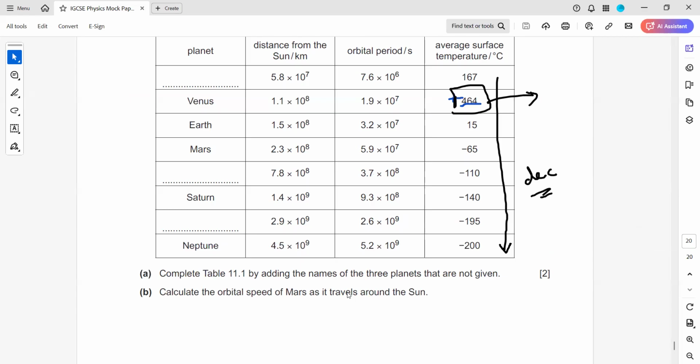Why is Venus like this? Because the surface temperature not only depends on the distance from the sun, it also depends on the atmosphere, like what kind of gases are present on Venus. It also depends on the surface, like what materials the surface is made up of, plus the surroundings. So that's why it is not following the same order.